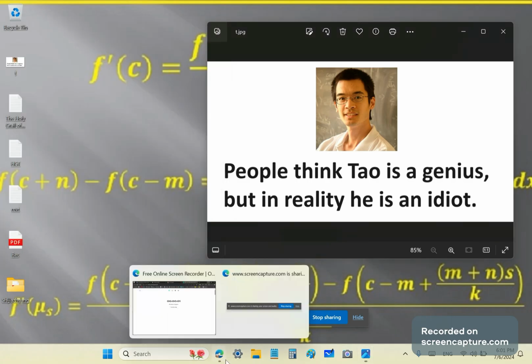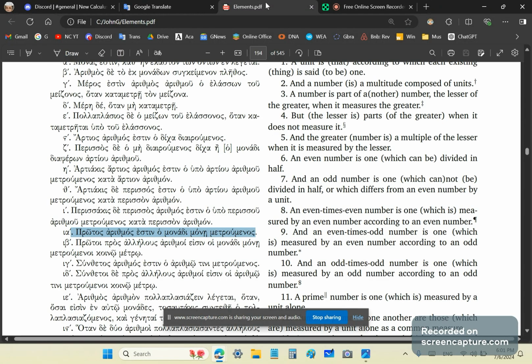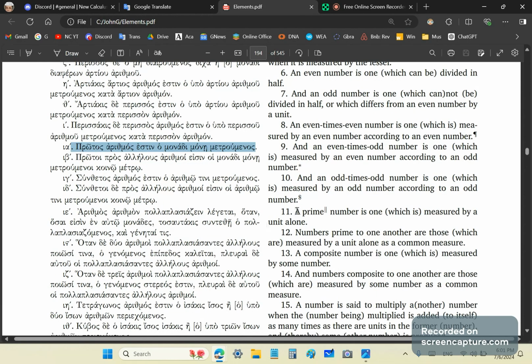Now, if we go to the seventh book of Euclid's Elements, we'll find the definition of what a prime number is. And it's defined in definition 11. It says, a prime number is one measured by a unit alone. What does the Greek say? This is the Greek over here.